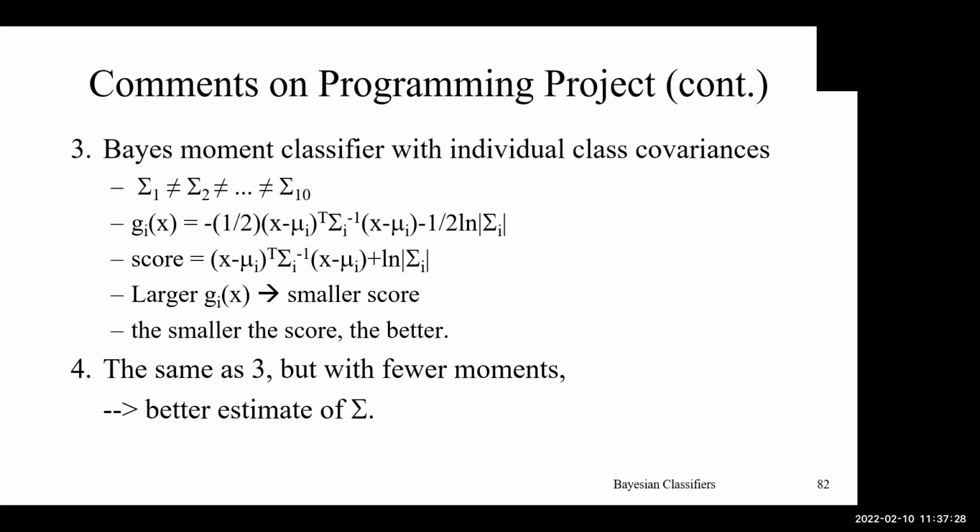The third part of the project, we now are going to use the individual covariance matrices, 10 different covariance matrices, 10 different means to do the classification. And the fourth part of the project is going to be the same classifiers, but you're only going to use the first 4 feature values: M00, mu20, mu11, mu02. We're going to skip the third orders.